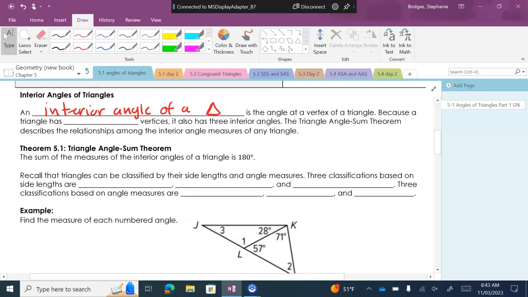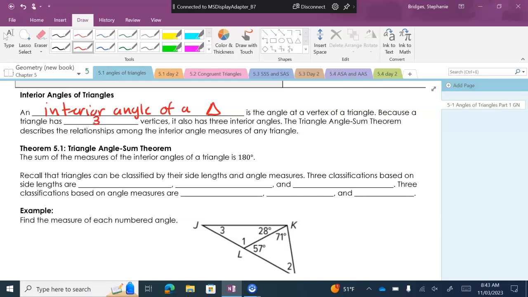How many interior angles do we have? Three. Okay. Because a triangle has three vertices, that's the next blank, and those vertices are the corners, three corners. Then we have three interior angles. And we've talked about this before. This is an actual theorem here, the triangle angle sum theorem.